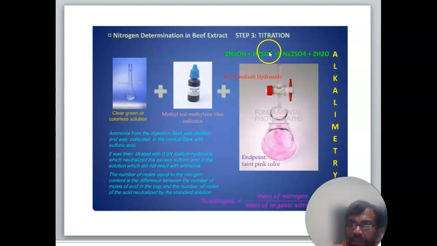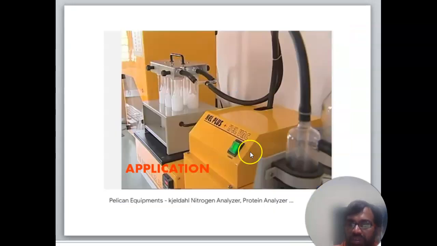Then the final step is the titration. You can observe your clear green and colorless solution. Then you can see the methyl red, methyl blue red indicator. Then you can see this is actually the end point, the pink color. You can see this is the titration with H2SO4.